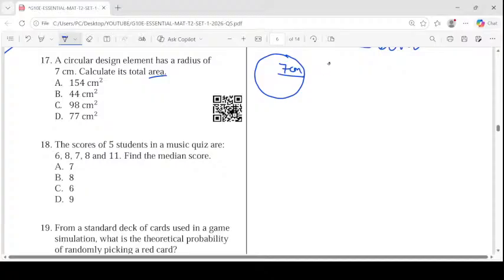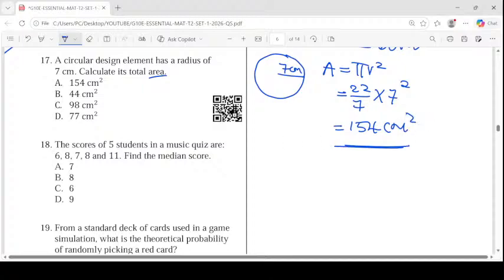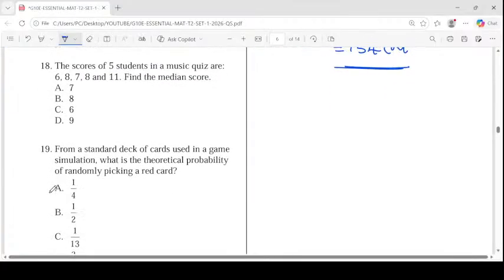We are going to say that area is given by pi r squared. So this will be 22 over 7 multiplied by 7 squared. This exactly becomes 154 square centimeters, which is choice A for apple. Question number 18, sorry.